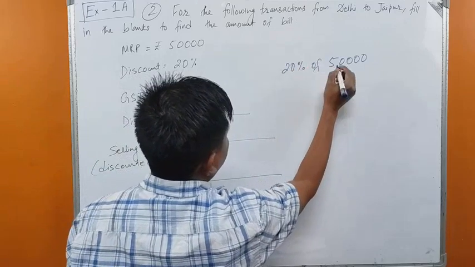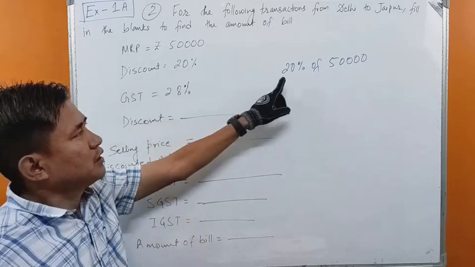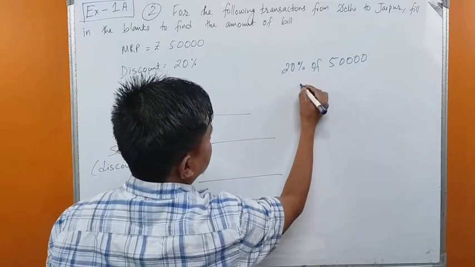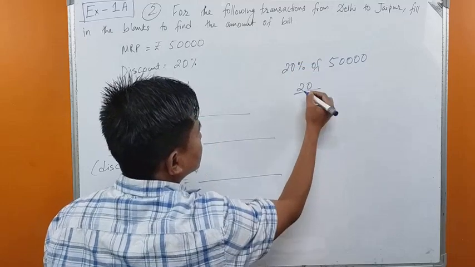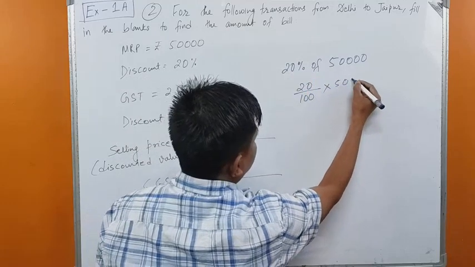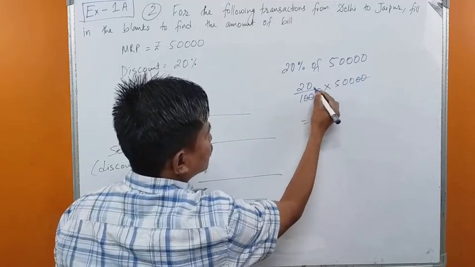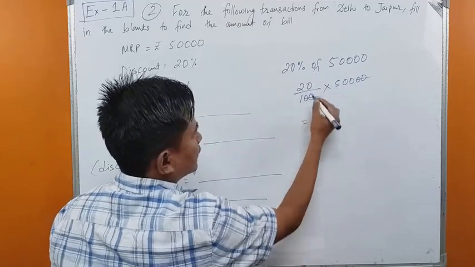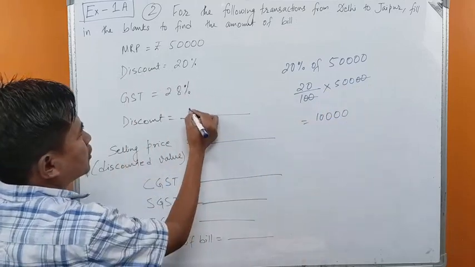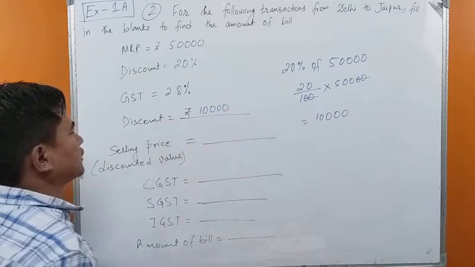The amount of discount will be 20% of the mark price, because the percentage of discount is 20%. So 20, we remove the sign of percentage and introduce 100 in the denominator. Of means into 50,000. Now the two zeros cancel out. 2 5s are 10, and 3 zeros, which means rupees 10,000.